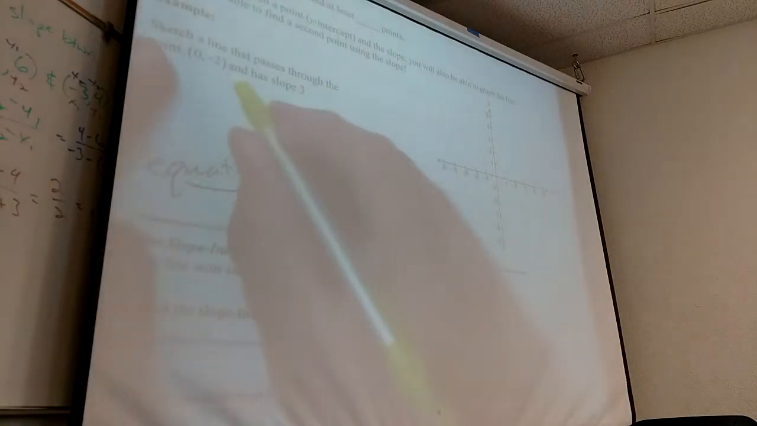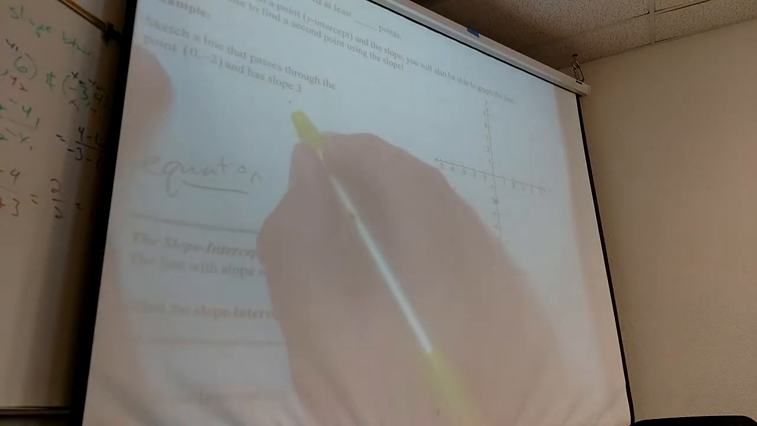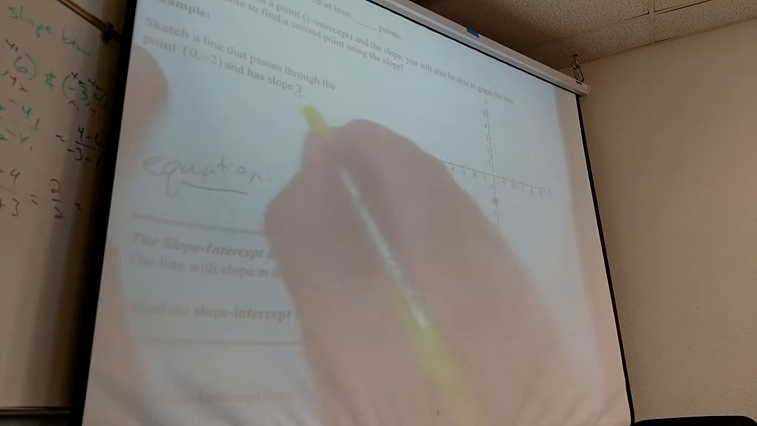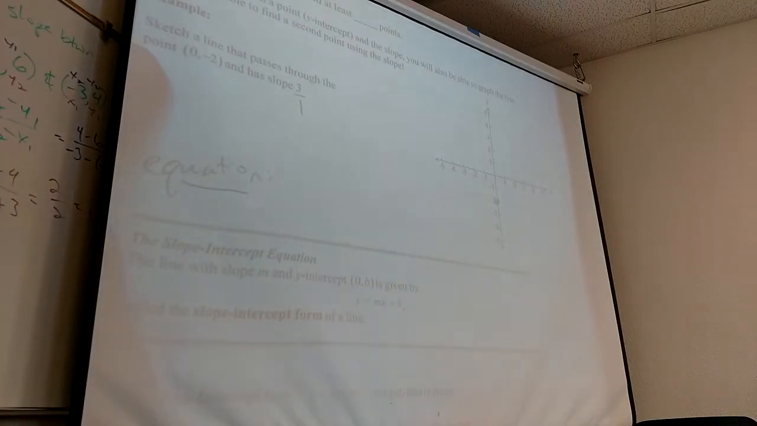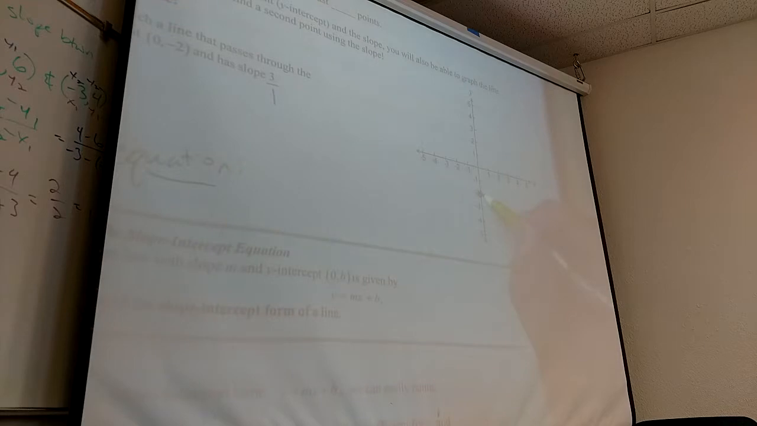Right, so (0, -2). Now, what if it's a whole number slope? Slope is always a ratio, but we know that 3 is 3 over 1. So don't just go up 3 and put a point, because that would be infinite or undefined slope. It's got slope 3. So I'd go what? Up 3: 1, 2, 3. Over 1. Okay. Anybody got the equation of this line?